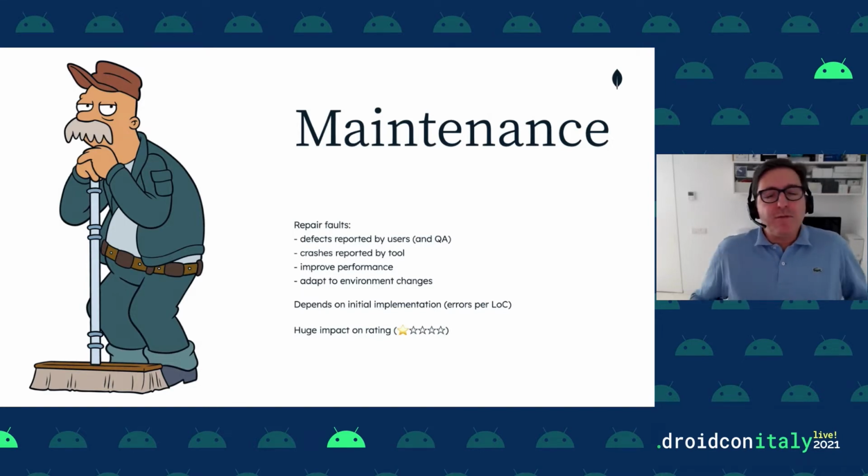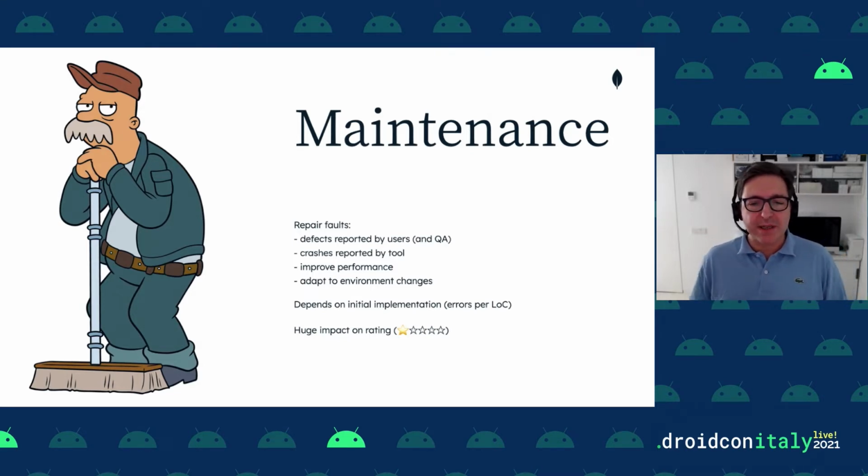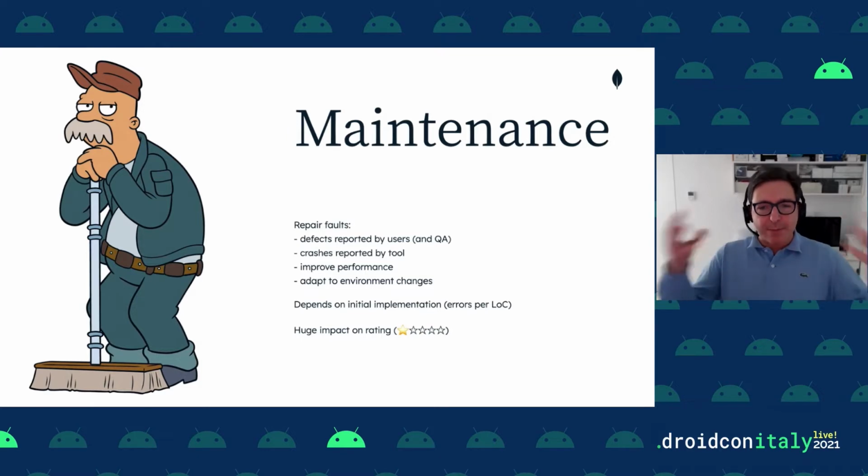Also, if we have any tool that is able to detect the crashes and to report them back to us, we will be trying to fix those, improve the performance if we notice some complaints about how the application is performing at this moment, and adapting to environment changes. I mean, when an application that wasn't using permissions before and Android introduced them, we, as owners of the application, have to take permissions into account in order to adapt our applications to that environment.